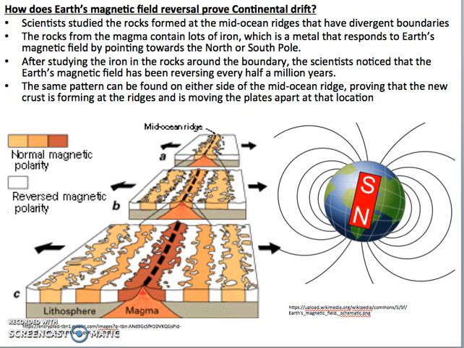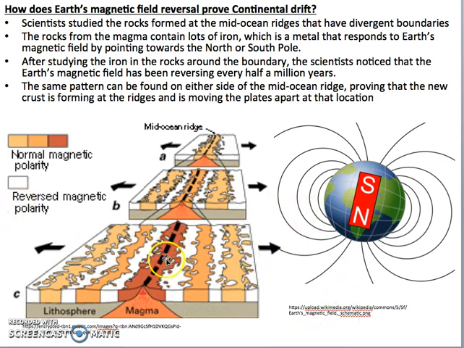Now let's go back to more evidence that proves continental drift. So another line of evidence that scientists discovered was looking at Earth's magnetic field and its characteristics in the rocks found along the mid-Atlantic ridge. So what scientists did is they studied the rocks formed at the mid-ocean ridges. And as a reminder, the mid-ocean ridge is a divergent boundary, and magma flows out of the divergent boundary, and it pushes these plates in opposite directions. And if there's continents on either side, it's going to push the continents away.